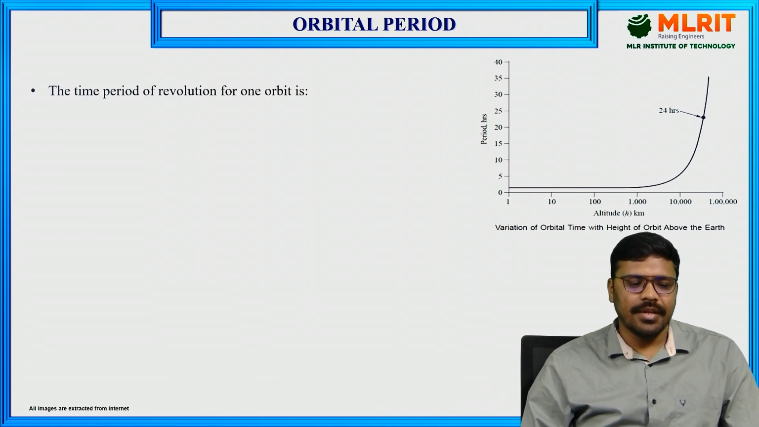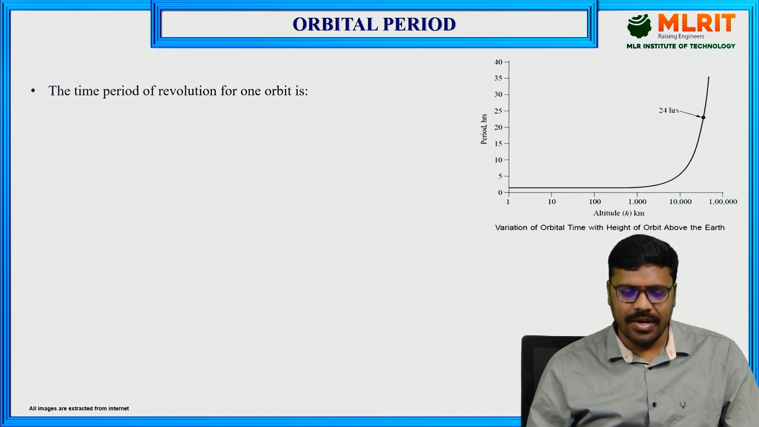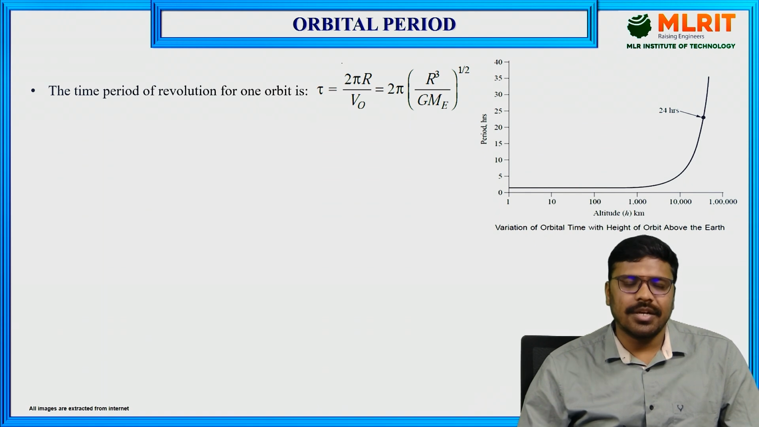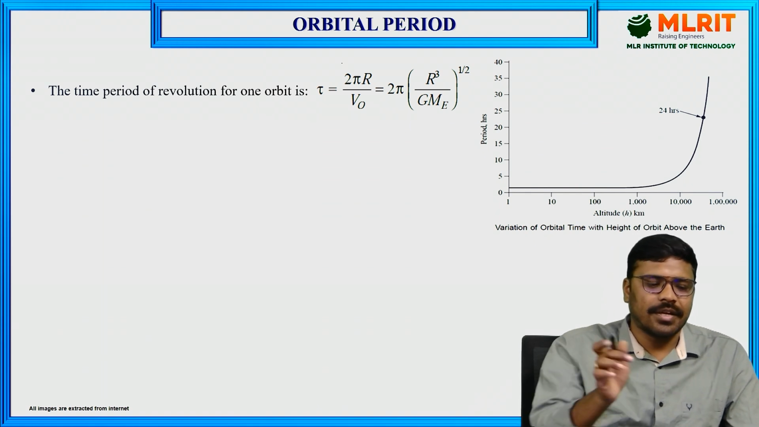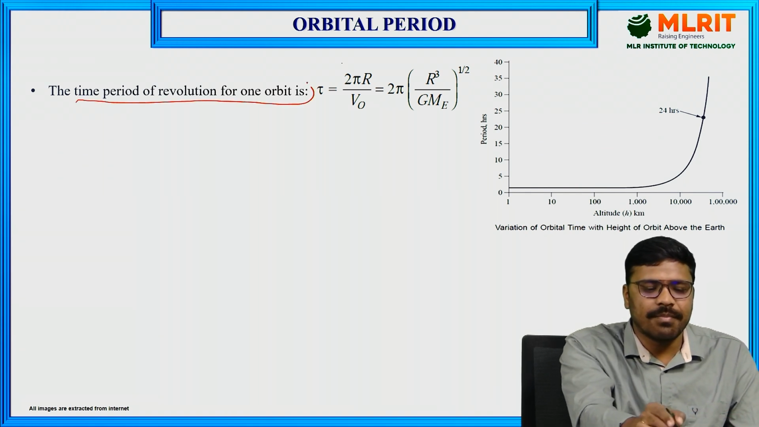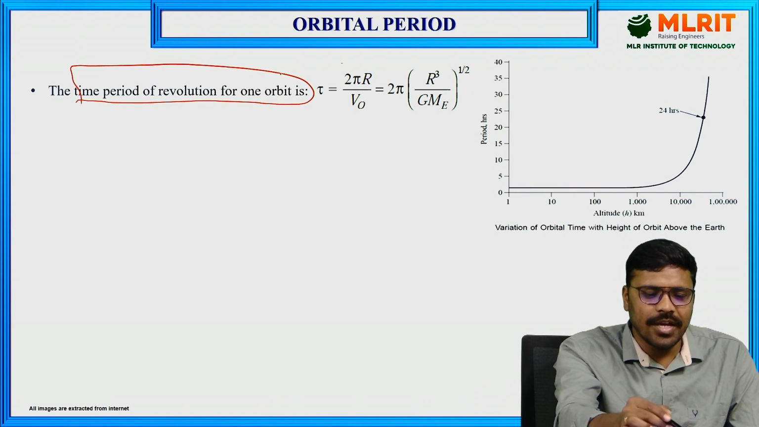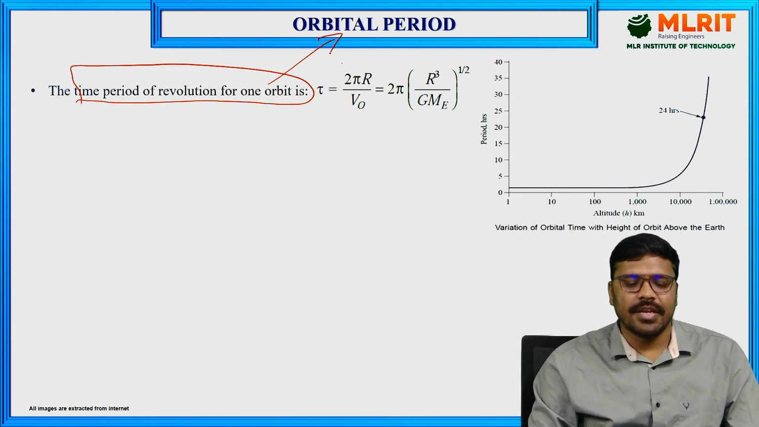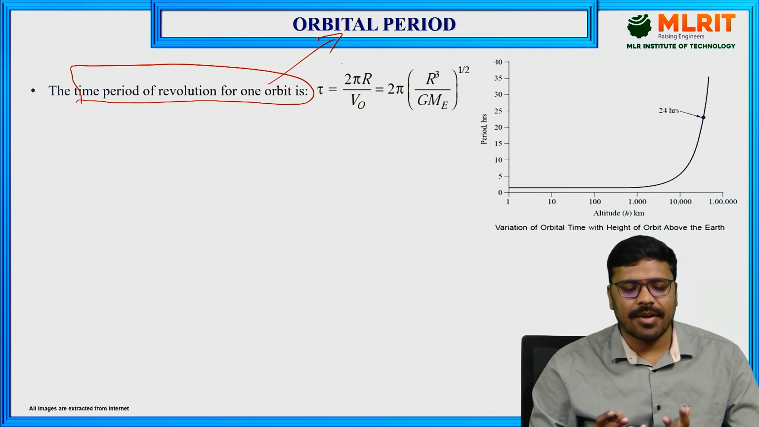The time period of revolution for one orbit is called the orbital period. The time period for one revolution in a particular orbit is called the orbital period. So how do we calculate the orbital period? Orbital period is nothing but the time taken, right?